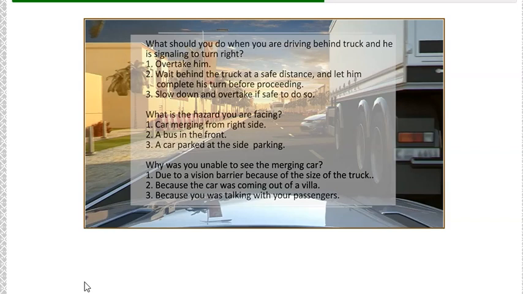Why were you unable to see the merging car? Due to a vision barrier because of the size of the truck. Because the car was coming out of a villa. Because you were talking with your passengers.